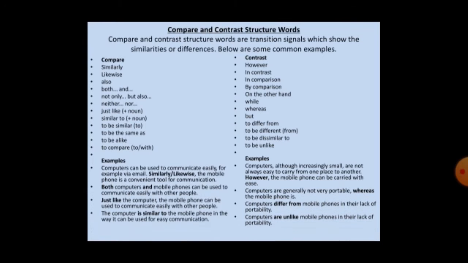For example, computers, although increasingly small, are not always easy to carry from one place to another. However, the mobile phone can be carried with ease. So students, you see here the word however, which shows the contrasting qualities between two things, okay? Computers are generally big and they are not easy to carry, but in contrast, the mobile is small and can be carried with ease, okay students? So these are some transitional elements or words which are used in compare and contrast essays.